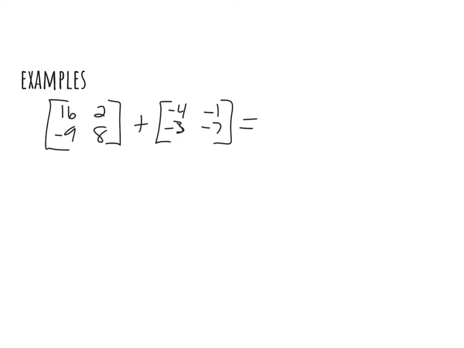So here's our first example. We've got these two matrices being added together. The first thing we have to do is make sure they have the same dimensions. They both have 2 rows. They both have 2 columns. So we're good to go. We can add them together.